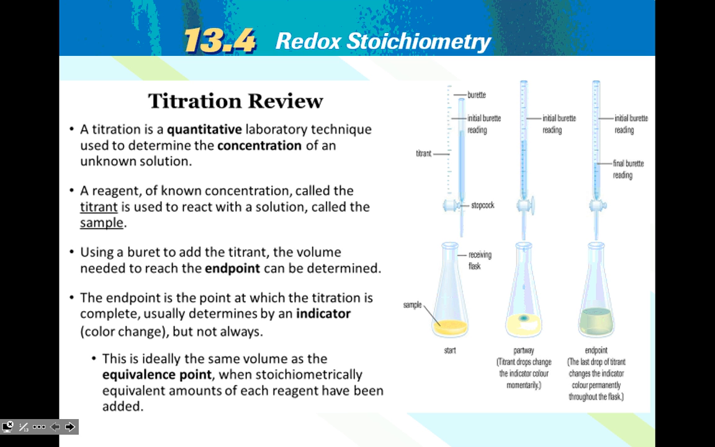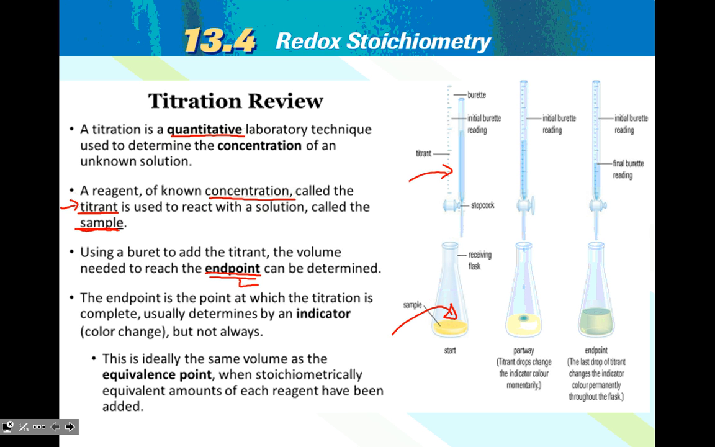So a titration is a quantitative laboratory technique used to determine the concentration of an unknown solution. So this is what we did in Chem 20 to find the concentration of an unknown solution. A reagent of a known concentration called the titrant, now that's sometimes the titrant, sometimes the sample, it depends on what you start with and what you're looking for, is used to react with a solution called the sample. The titrant is the thing that goes into the burette, and the sample is the solution that goes into the Erlenmeyer flask. Using a burette to add the titrant, the volume needed to reach the endpoint can be determined.